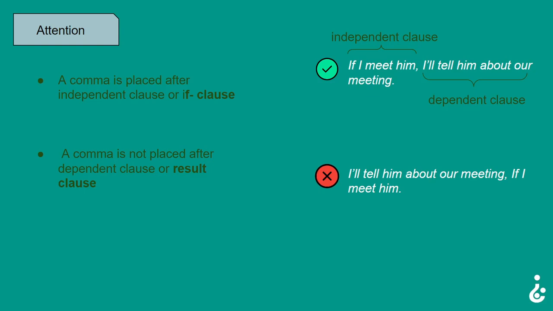Let's look at the example. If I meet him, independent clause, I will tell him about our meeting, dependent clause. And you can't say, I'll tell him about our meeting if I meet him.